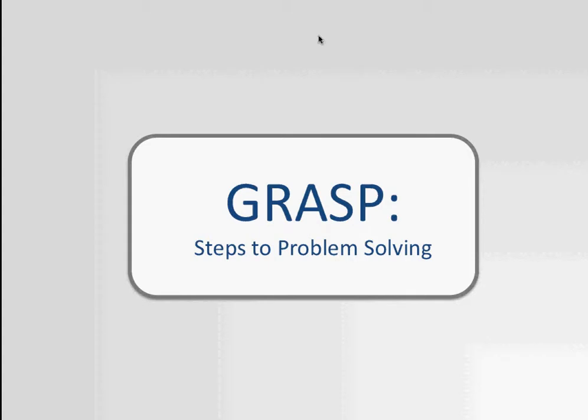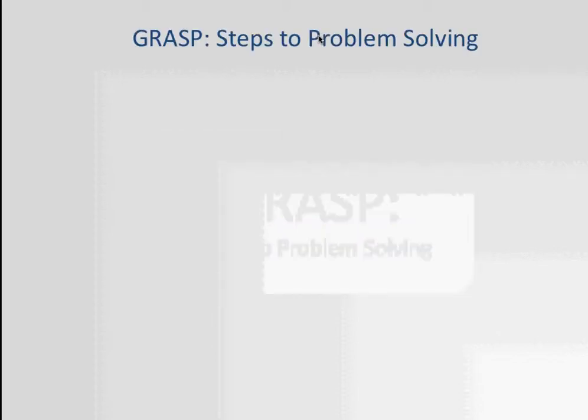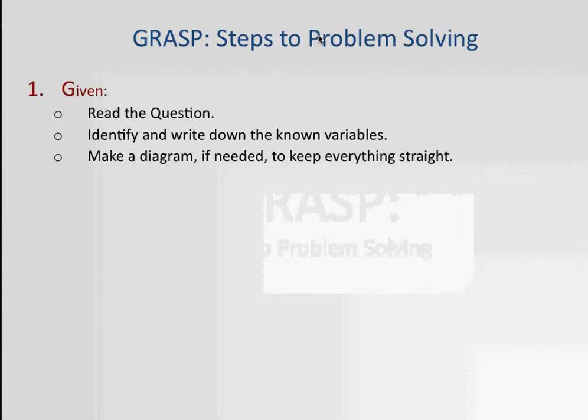In this video, we're going to be taking a look at GRASP. GRASP is a problem-solving strategy used in physics to solve various types of problems. There's a number of steps in GRASP. The first one is write down what's given. So you need to read the question, identify and write down the known variables, and make a diagram to keep everything straight. I highly suggest making a diagram every single time, and in units such as force, this is required.